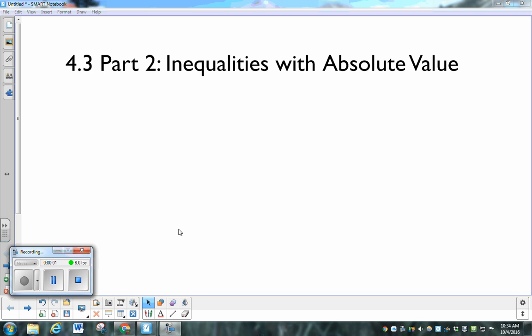These are the notes for 4.3 part 2. They are on inequalities with absolute value. So now we're going to be combining problems with inequalities and absolute values. We're going to just start with an example here.